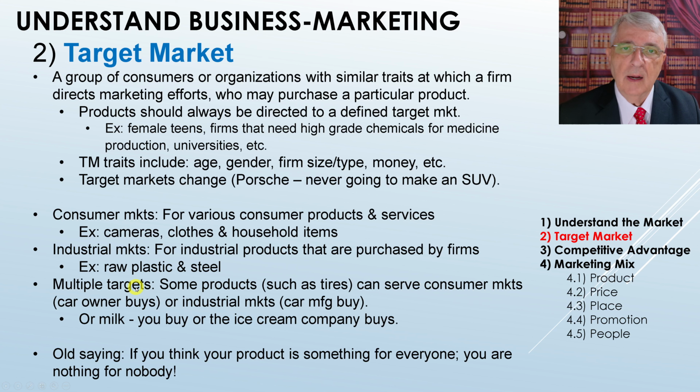There are multiple targets. Some products, like car tires, can serve consumer markets, or they can also be sold to industrial markets. So a car manufacturer will buy lots of tires. Or milk. You buy milk from the store, and ice cream companies also buy milk. So to repeat what I said up here, there's an old saying: if you think your product is something for everyone, you are nothing for nobody.